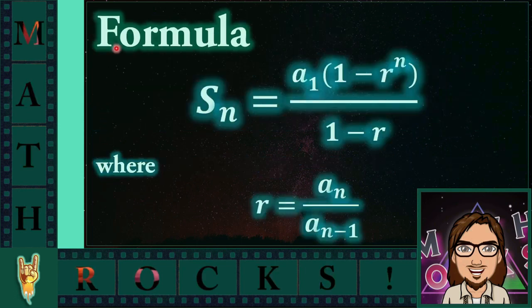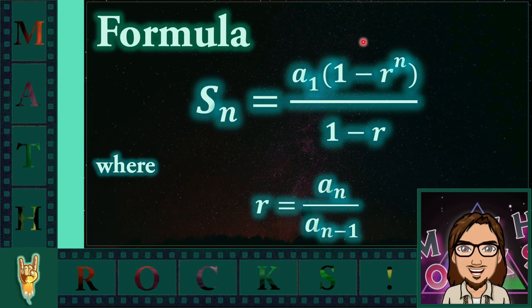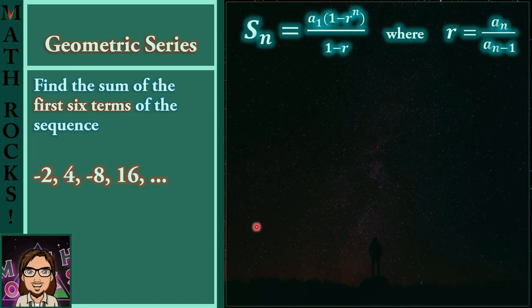Now for our formula, we have S sub n is equal to a sub 1 times the quantity of 1 minus r raised to n, closed quantity, all over 1 minus r, where the value of r is equal to a sub n over a sub n minus 1. You also have to remember the definition of geometric sequence, for which the common ratio is a non-zero real number.